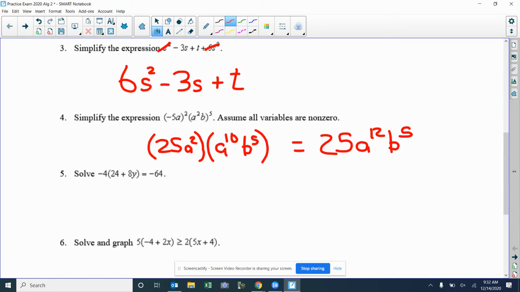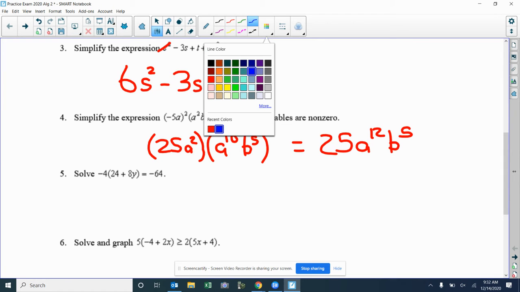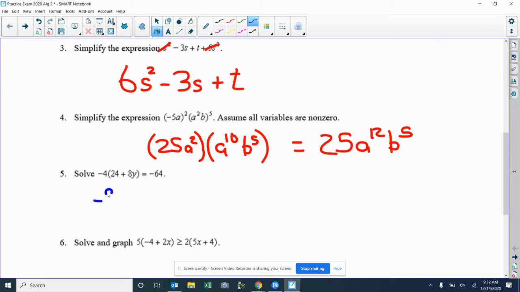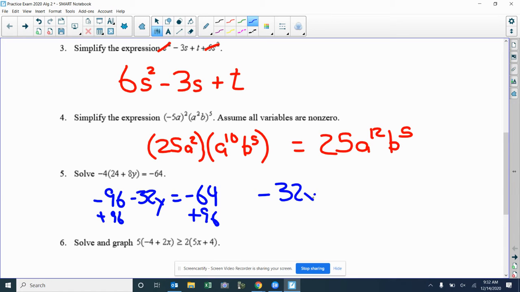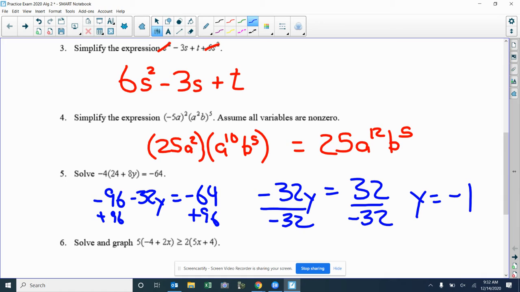All right, number 5. Distribute and simplify. We'll distribute, I think that's going to give me -96 minus 32y equals -64. So I'm going to take that -4 over those. I'm going to plus 96. I think I get -32y equals positive 32. Divide by -32 now. And I'm looking at y equaling -1.